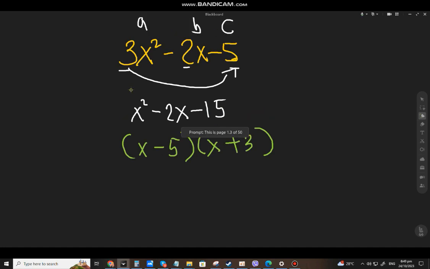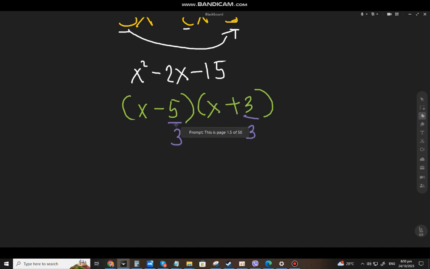Now, remember the number that you slid. The number that you slid is 3, right? So you put down 3 here. Now you have to check if this is already the lowest term. If it's already the lowest term, you put the denominator beside the variable, like so. 3x minus 5, and this one, 3 over 3 is 1, that's x plus 1.